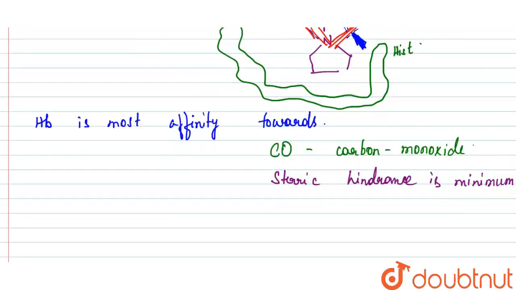Next, it has affinity towards oxygen, O2. O2 is not perfectly perpendicular. If this is the plane, then O2 is slightly bent like this. So it does not experience as much affinity as carbon monoxide, but it has some affinity towards hemoglobin.